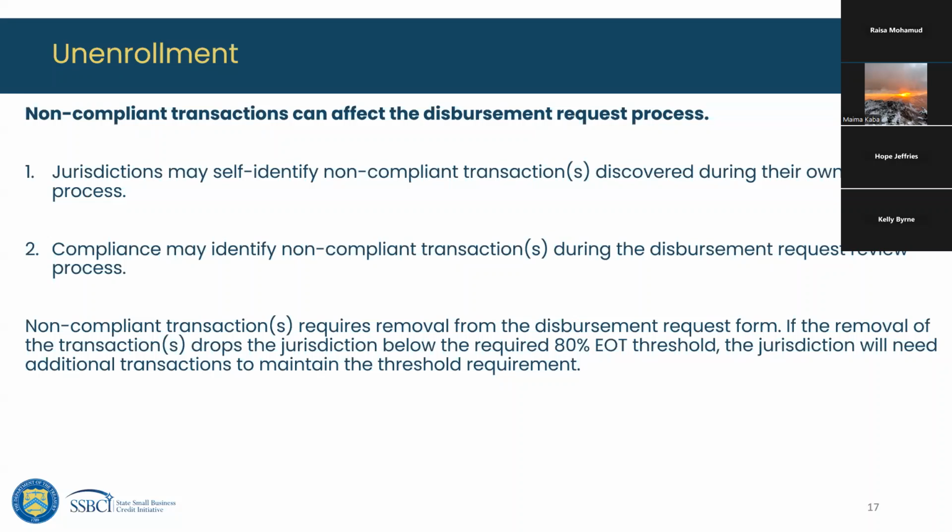The good news here is that compliance can still process your disbursement request if non-compliance comes up. The only issue is that if that non-compliant transaction or transactions takes the jurisdiction below their 80% required threshold, then the jurisdiction would have to provide additional transactions to bring the jurisdiction back up to the 80% EOT, and then we can continue on with your disbursement request. And that is actually all for me. I'm going to pass it to Hope or potentially Mayma if you have another comment here on this slide.